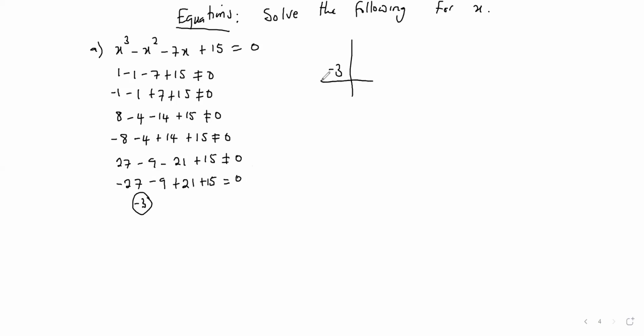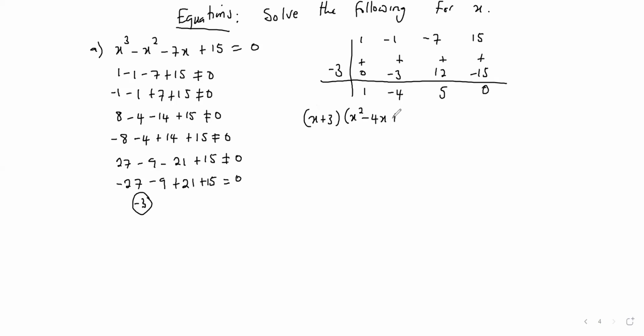Via synthetic division, which is easy for me, and I think it should be for you as well, because you just pick the coefficients now and drop the first one, then multiply, add, multiply, add, multiply, add. Okay? So we're going to write this as (x + 3) multiplied by (x^2 - 4x + 5) equal to 0.